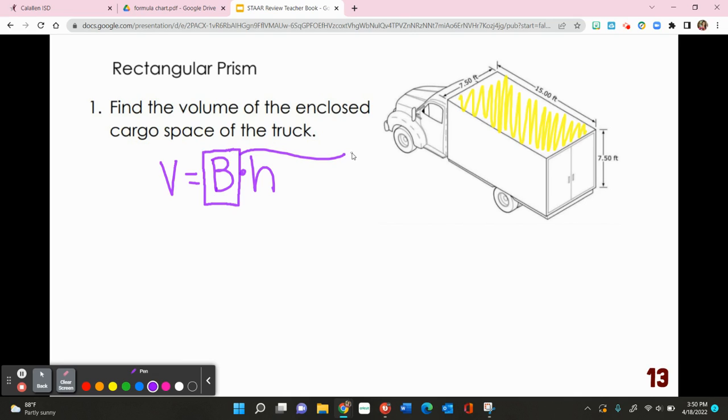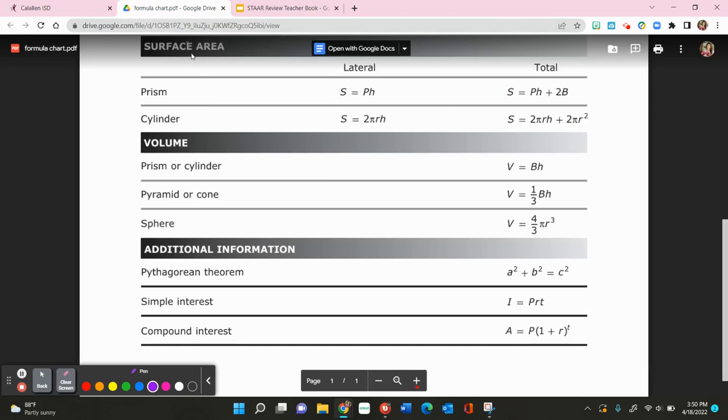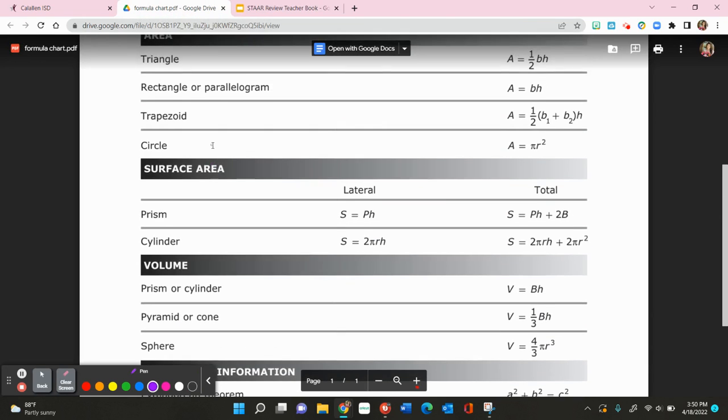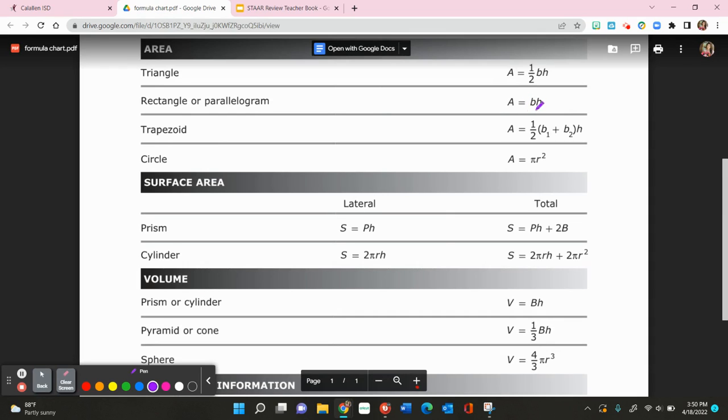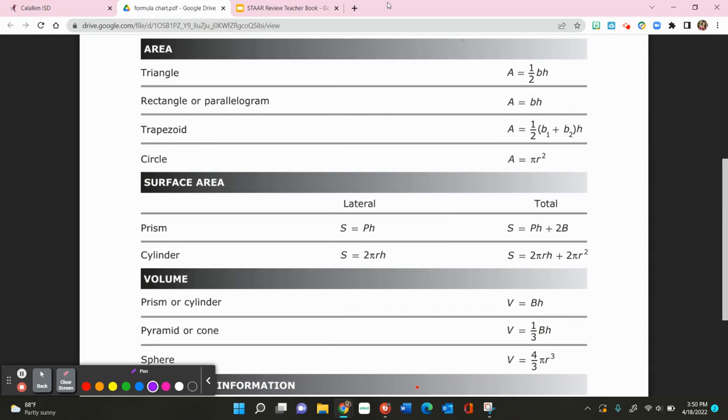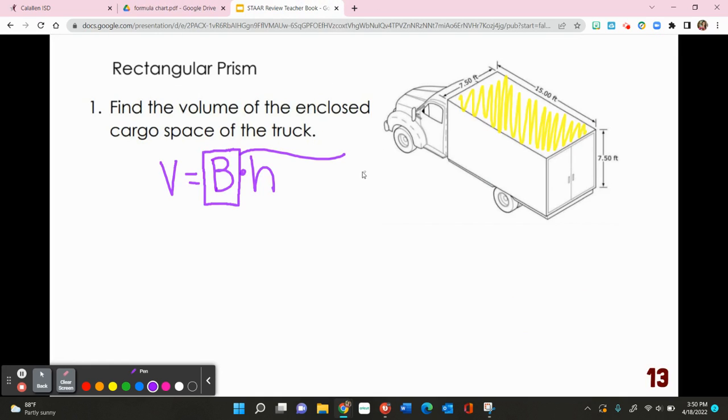Now off to the side, I want to find the formula for area of a rectangle. If you go to your formula chart and you go to area of a rectangle, remember it does give you area equals base times height. However, I like to use length times width.